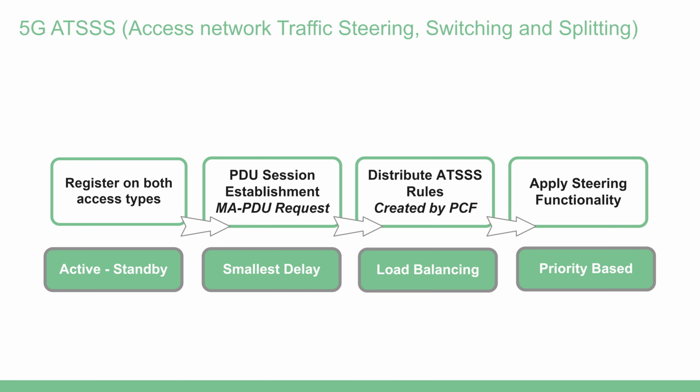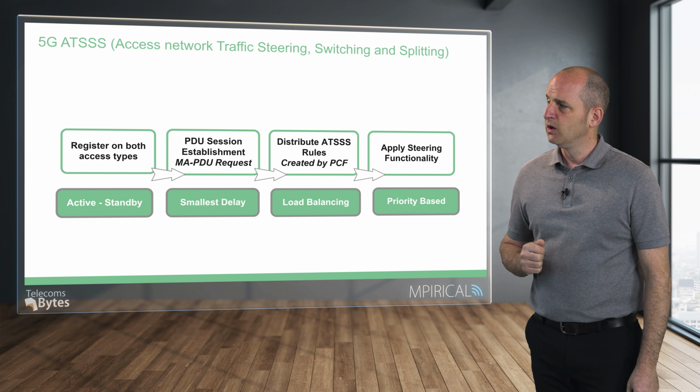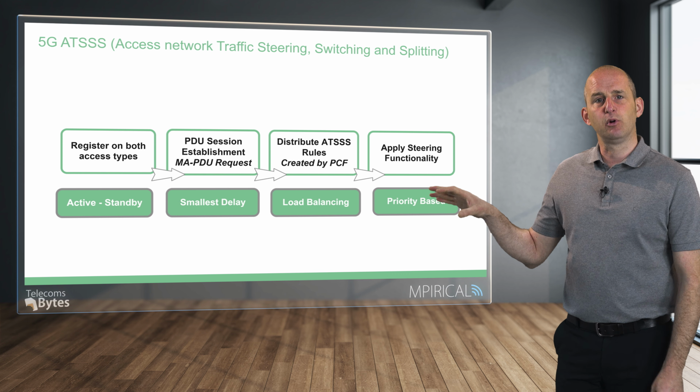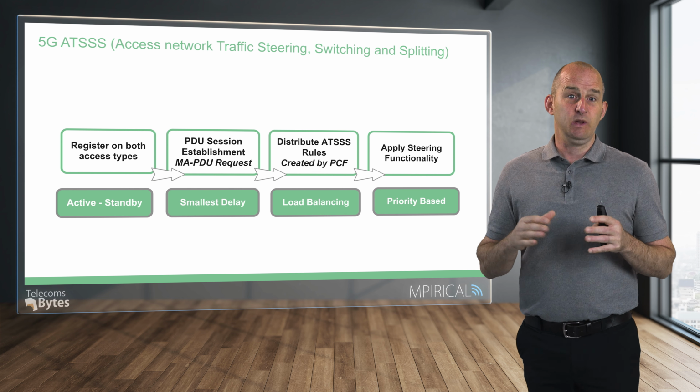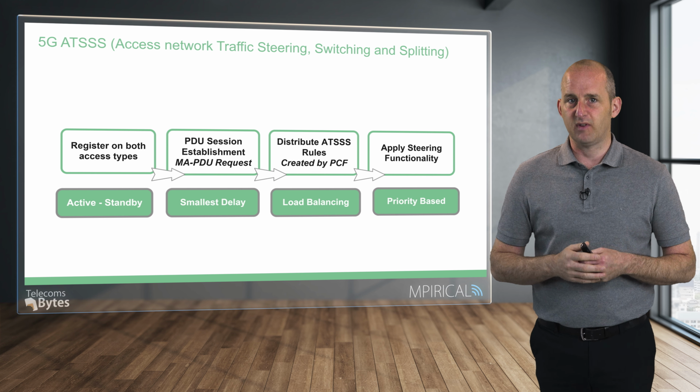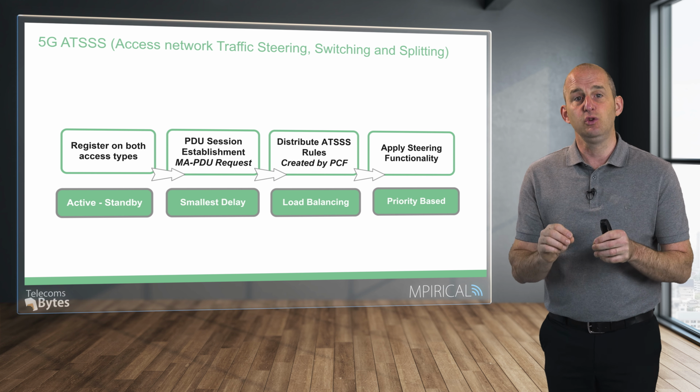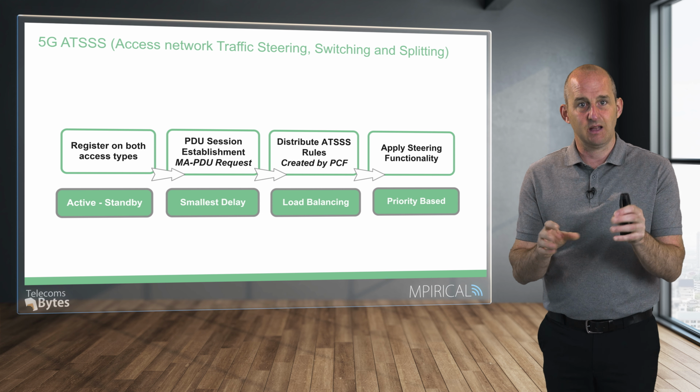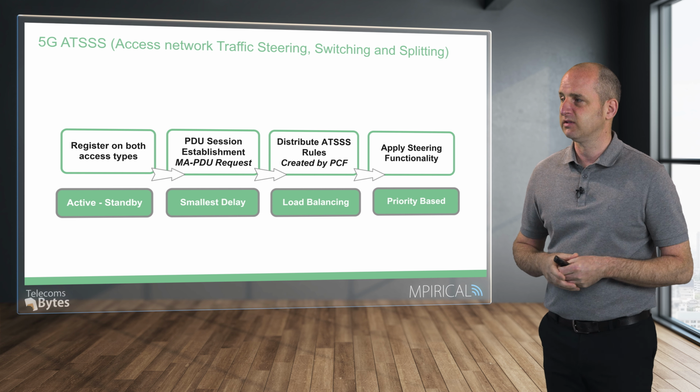Now, it could be based on a variety of different methodologies. So we might have, for example, an active standby approach. So for this data type, ideally use 5G. If that's not available, use the standby of Wi-Fi. We could have a smallest delay approach. So for this traffic type, we need to have a network which will provide the smallest delay. So use whichever network at this time is indeed providing the smallest delay.